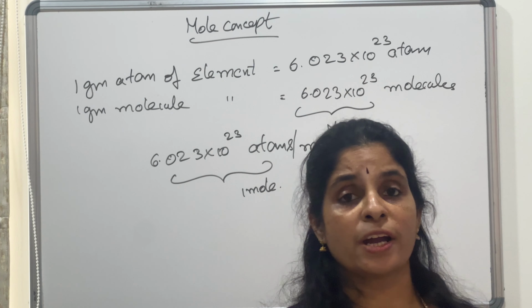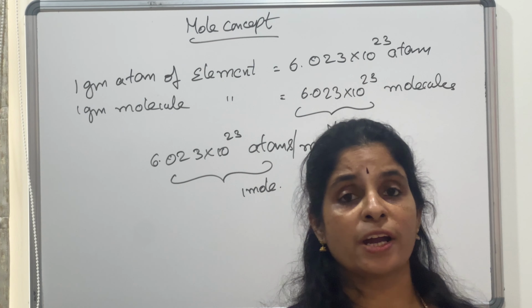Now tell me, what is a mole? Mole is nothing but a number. What is that number? That number is Avogadro's number, which is represented by Na. So 1 mole means how many atoms or molecules? 6.023 into 10 power 23 atoms or molecules. Got it? Mole means a number, and what is that number? It is 6.023 into 10 power 23.